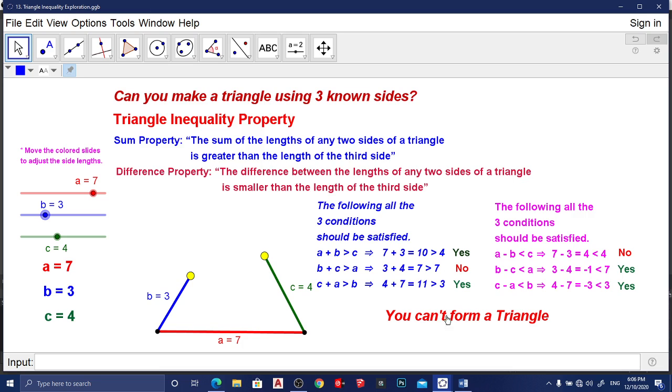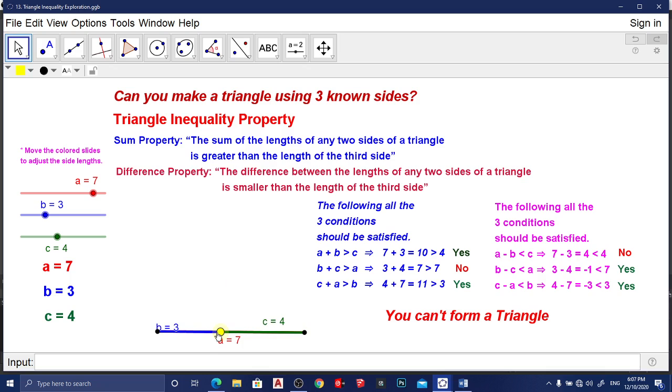They should not be equal, they should be greater than only. So now you cannot form a triangle. It is telling that you cannot form a triangle. If you try to form a triangle, it is not possible. Even though we are moving them to form a triangle, they will not form a triangle. Like this it is very difficult to form a triangle. It is not possible, because observe here, 3 plus 4 is also 7, and a is also 7.